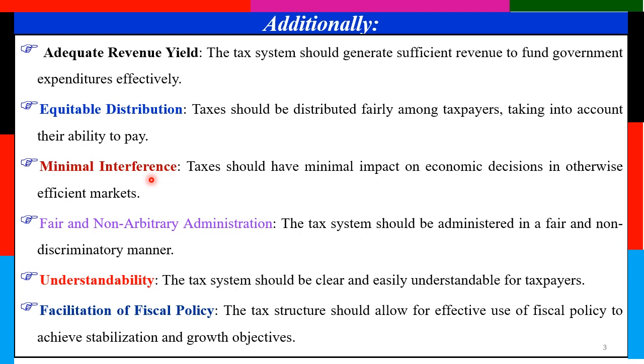Fair and non-arbitrary administration. That means the tax system should be what? Administered in a fair and non-discriminatory manner. It must be what? Justice.